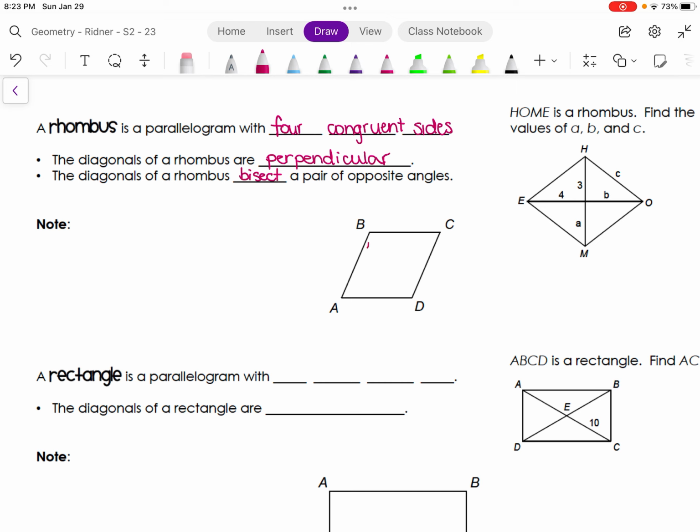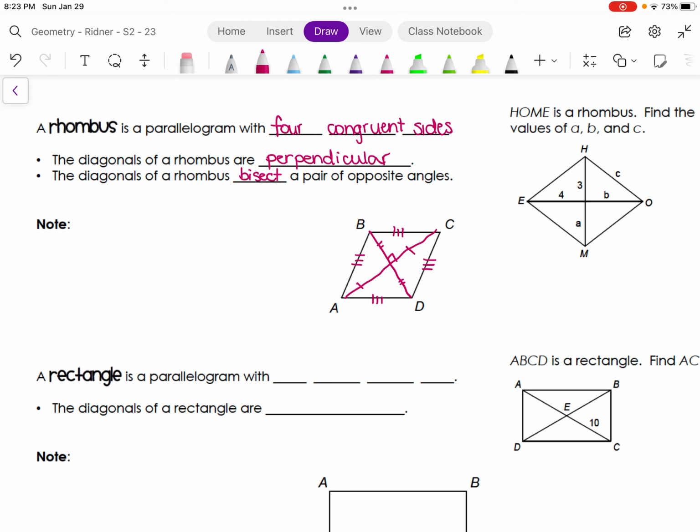So what does that look like? That's not a very good diagonal. Let's try again. It means that this side is congruent to that side. This side is congruent to this side. It makes a 90-degree angle in the middle. These sides are all the same. Okay.